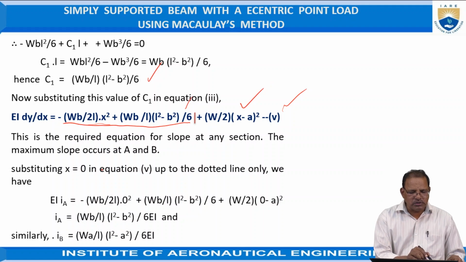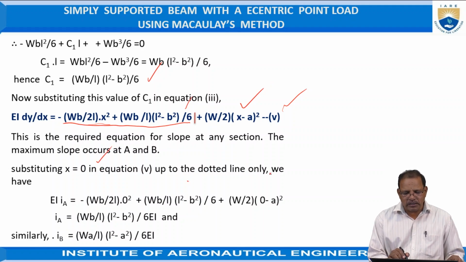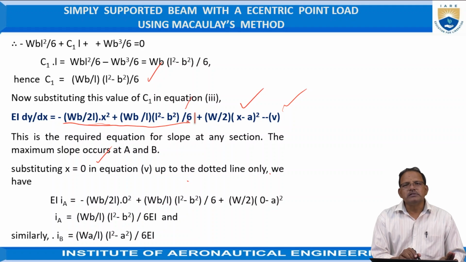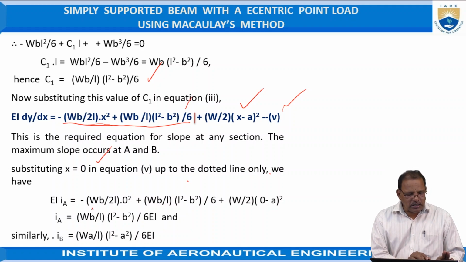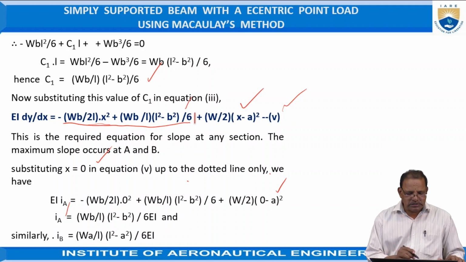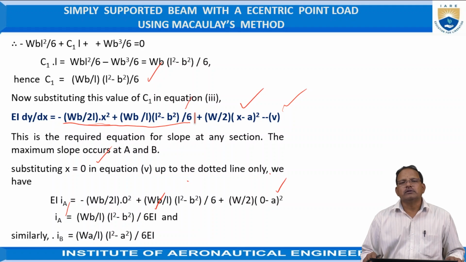Now substitute x equal to 0 in the fifth equation, up to the dotted line only, to get the slope at A. We get EI theta A is equal to minus WB by 2L into 0 square plus WB by L (L square minus b square) by 6 plus W by 2 into (0 minus a) whole square. From these equations, theta A is equal to WB by L into (L square minus b square) divided by 6EI. Similarly, theta B is equal to WA by L into (L square minus a square) divided by 6EI.